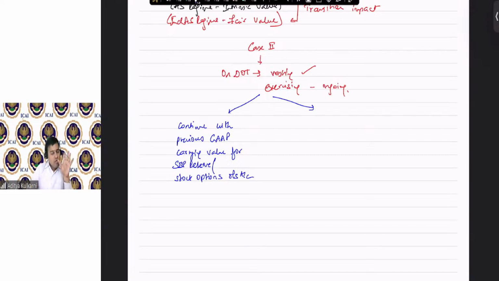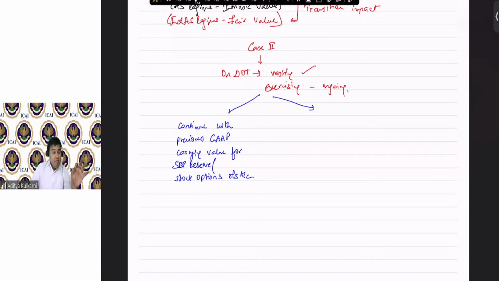Anyway, there is no expense that will be booked after the transition, and therefore it does not make much difference. You can go ahead and take the SBP reserve value as it is into the Ind AS balance sheet. Just pick it up and put it in the balance sheet.